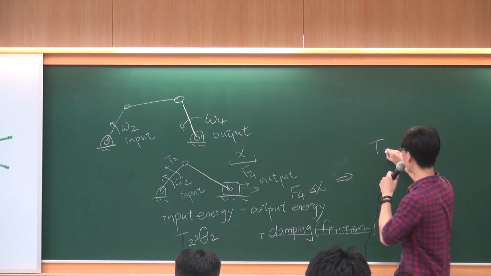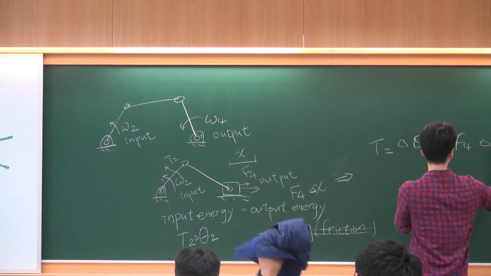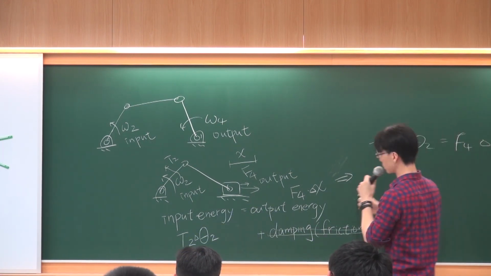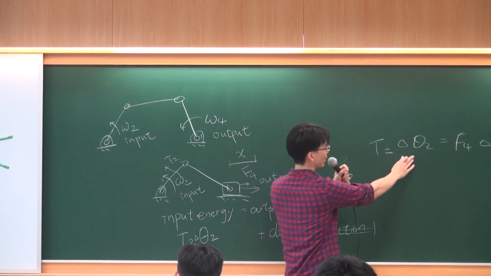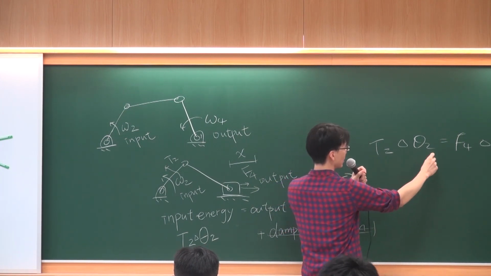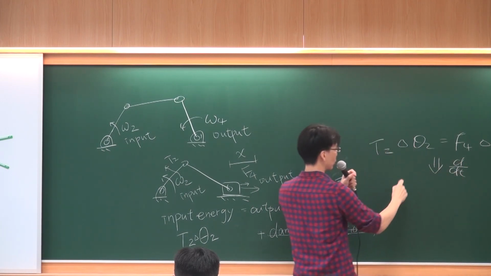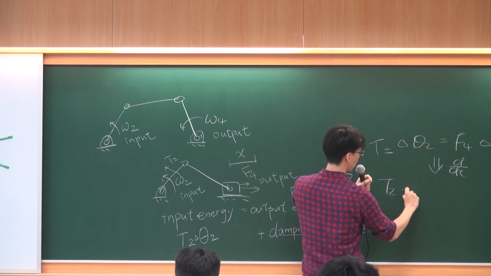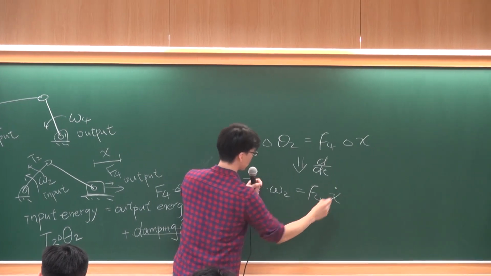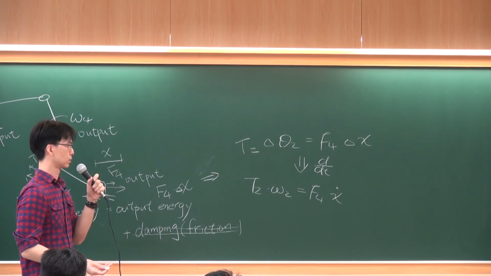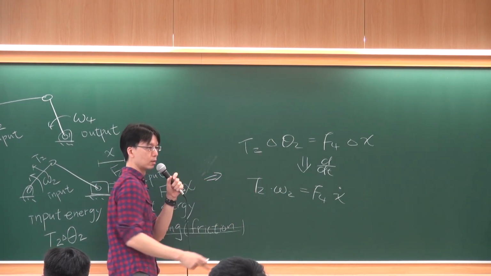Right now I have T2 delta theta 2 equals F4 delta x. It's not quite convenient to use this equation. So instead, I do a time derivative for this equation. Then you will get T2 omega 2 equals F4 x dot. Just do a time derivative for this equation and it becomes this new equation.